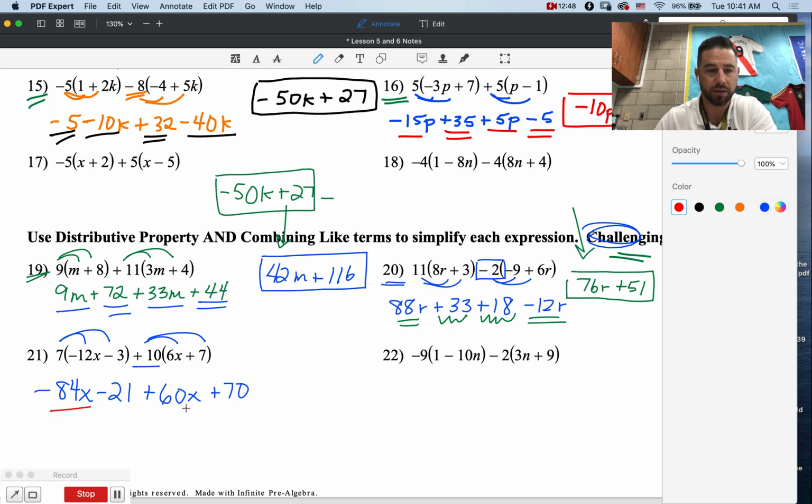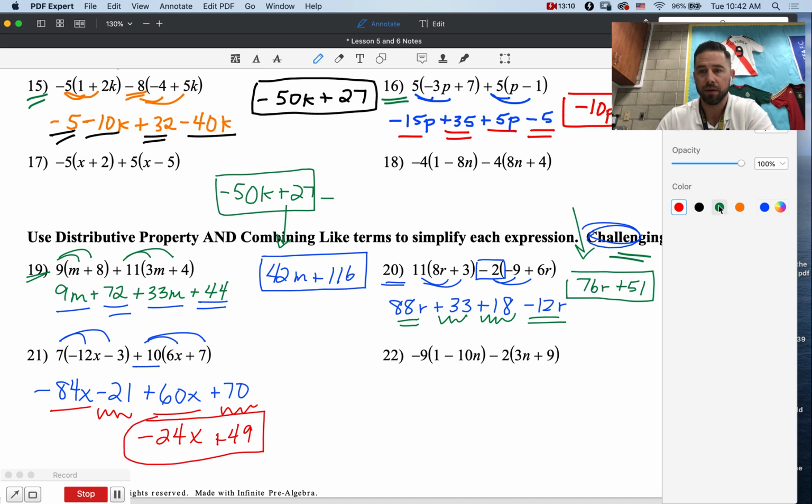Okay, let's look at our x's. This guy's an x, this guy's an x. Negative 84 plus 60. I think we get negative 24x. And then we have negative 21 plus 70. I think it's 49. Boom.